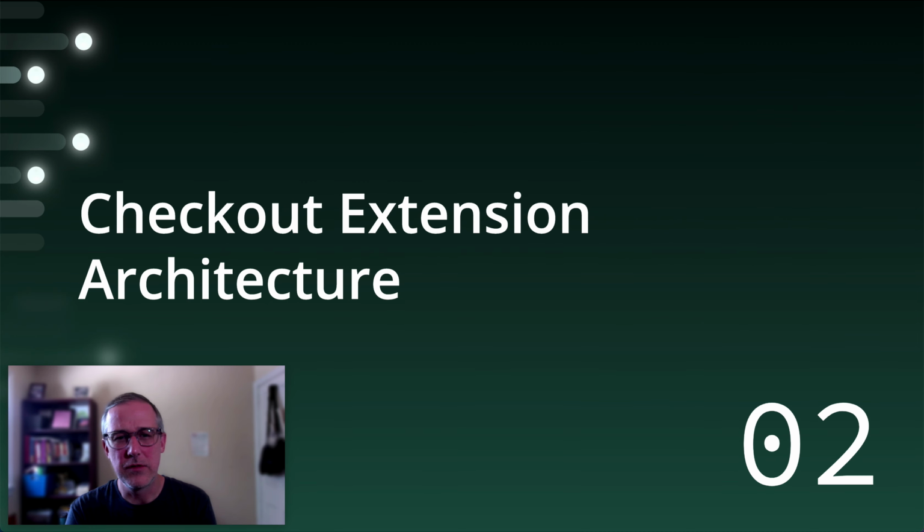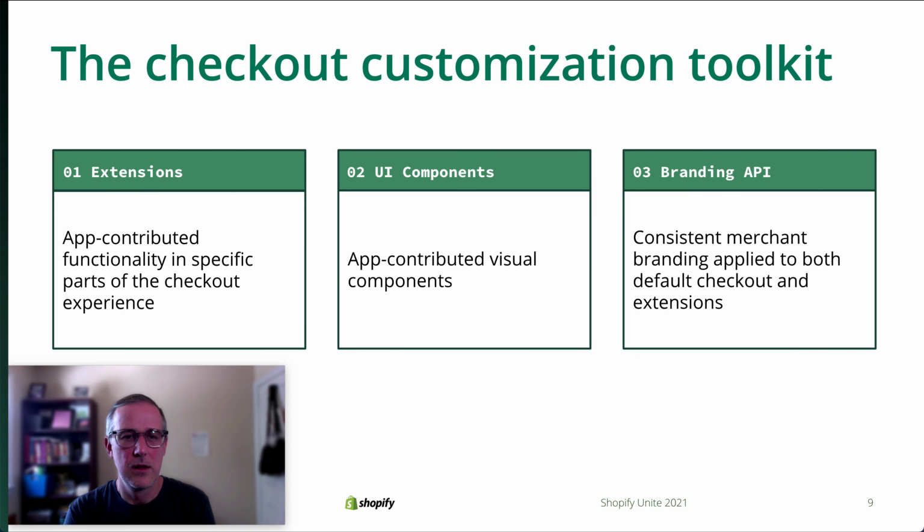Now that I've given you a feel for some of the problems we're trying to solve, let's take a look at the checkout extension system we're building. As I go, I'll touch on how we're aiming to solve some of these drawbacks. Our new customizable checkout has three central concepts. First, extensions. Extensions allow an app developer to contribute functionality to a particular part of the checkout page.